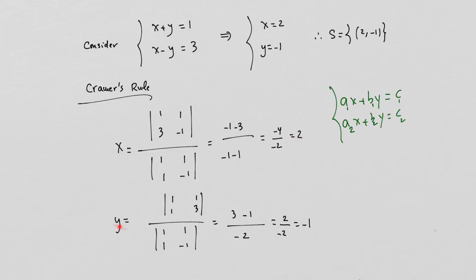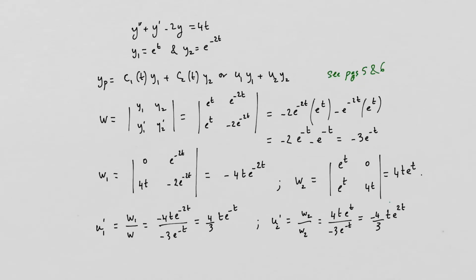Same thing here for y. In the place of y, you don't write 1 and negative 1, but you actually write the output. And in the place of x, you write the coefficients of x, 1, 1. Okay, 3 minus 1 is 2. 2 over negative 2 is negative 1. And once again, we got 2 comma negative 1. Okay? So why is this helpful? Well, it is extremely helpful in trying to solve for u1 and u2.